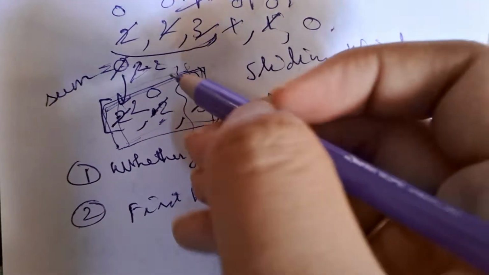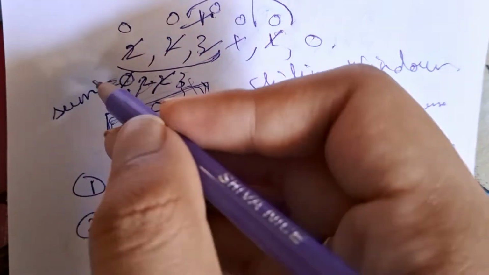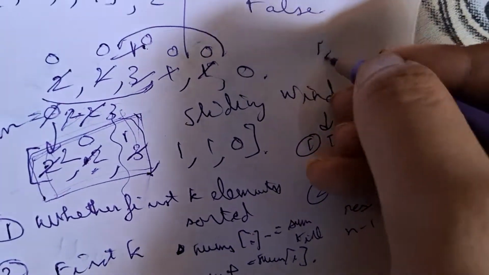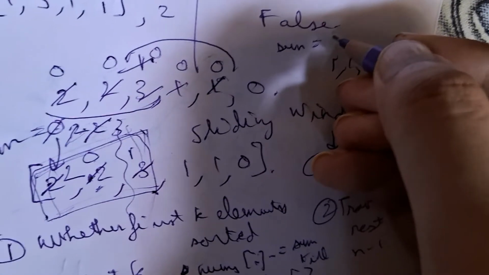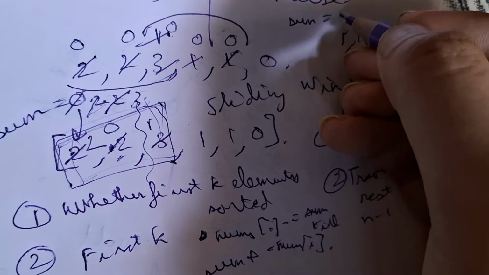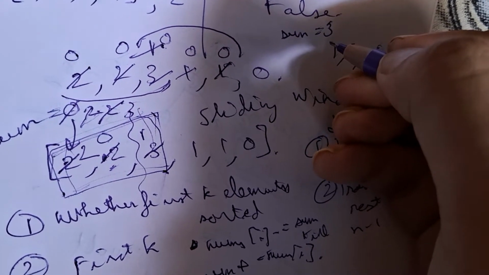And then sum plus is equal to 1, that is 3. Okay, now what is the value of sum? Sum is 3, right? Now we are going to traverse the rest of the array, that is this 1 1 0. Okay, 1 1 0. So what is the value of sum now? The value of sum is now 3, right?